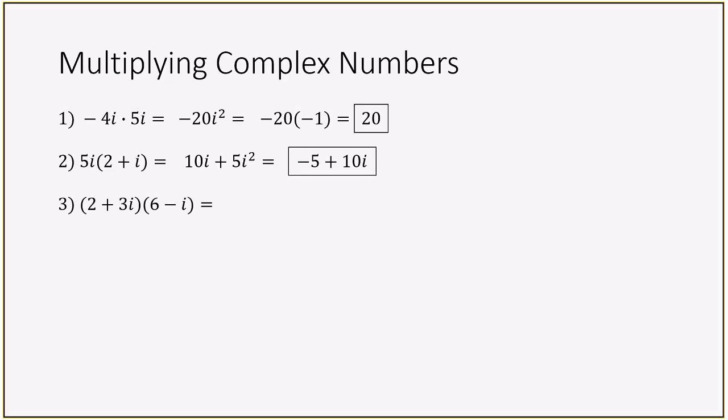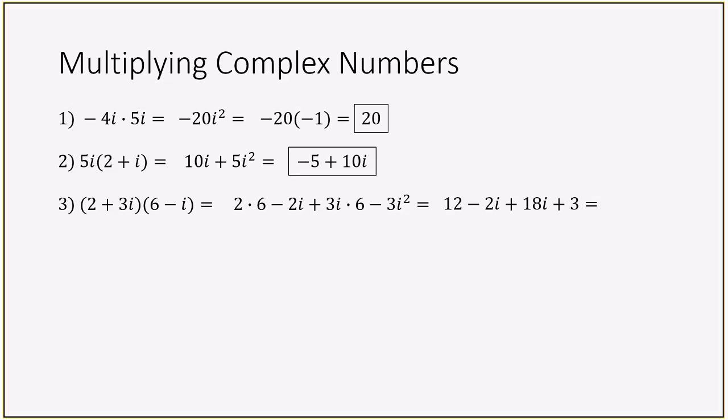Here the technical term is distribution, but generally people know this as foiling. I'm going to FOIL out this equation. So I'm going to do 2 times 6, 2 times -I, 3i times 6, and 3i times -I. And then I'm going to multiply all of those terms out.